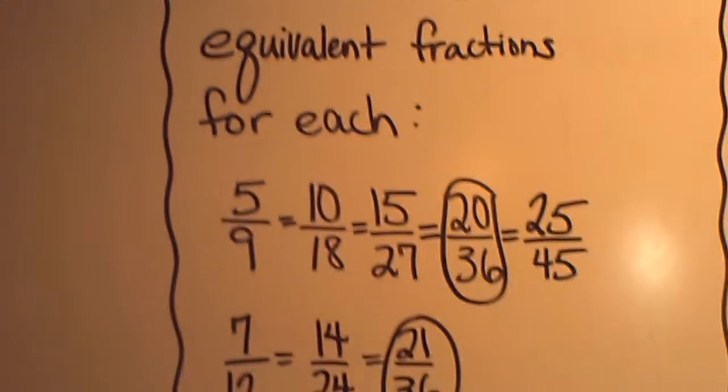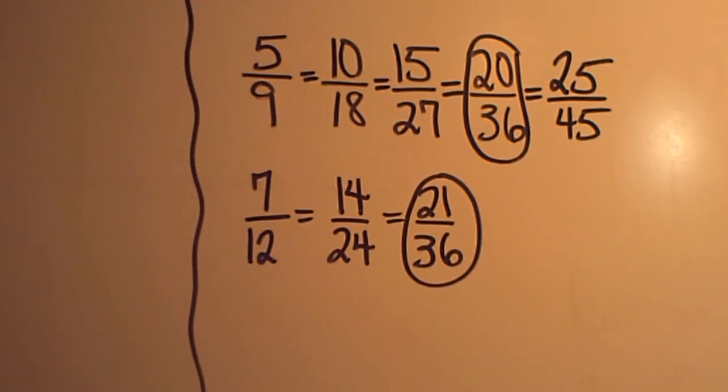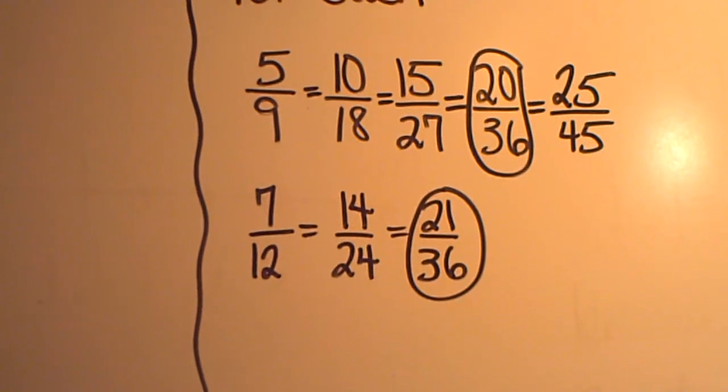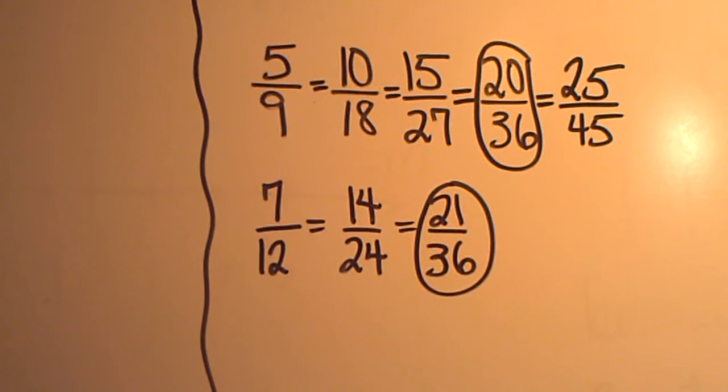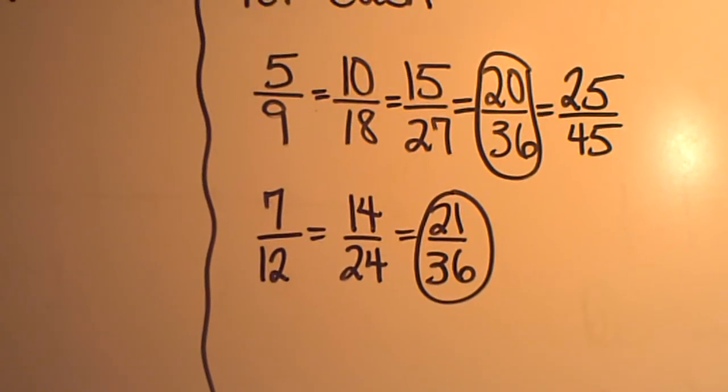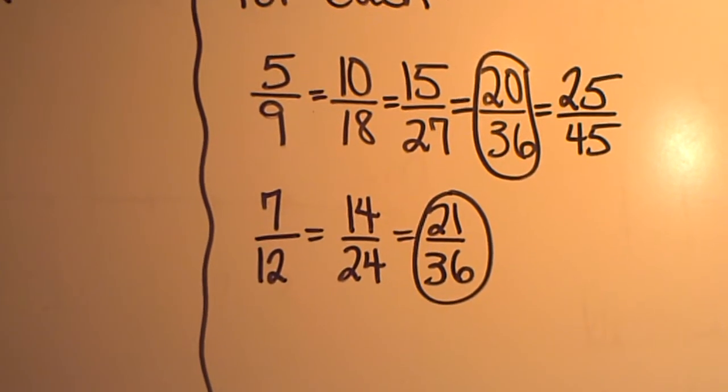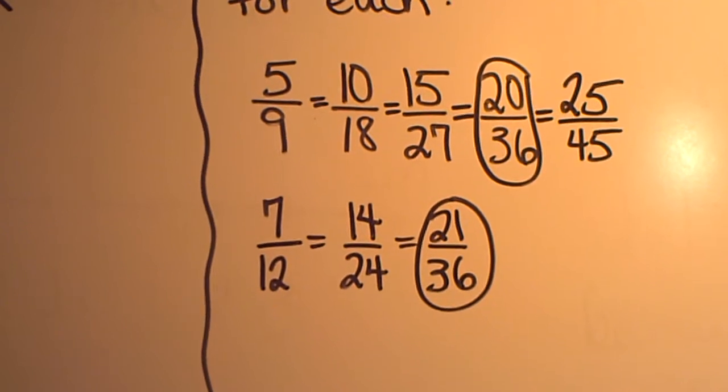I've done the same thing for 7/12. If I multiply both the numerator and the denominator by 2, that gives me 14/24. If I multiply both the numerator and the denominator by 3, that gives me 21/36.